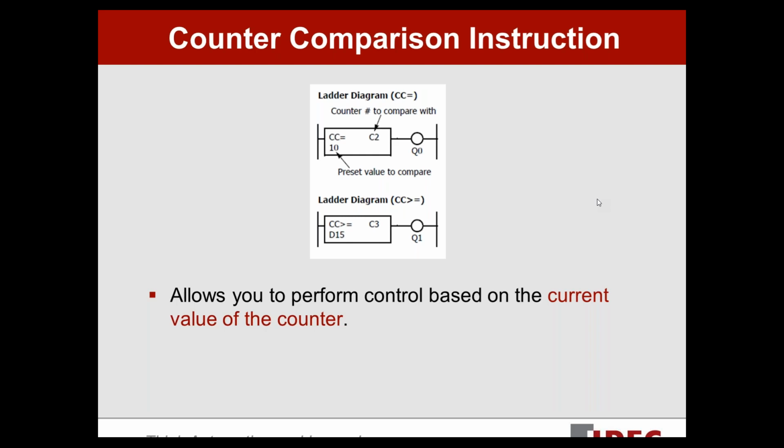And you can see there in the example that we're showing, that top example, we're checking to see is the current value of the counter 2, is it equal to 10? And if it is, we're turning on output Q0. The example below that, we're using a greater than or equal to comparison, and we're comparing the value of counter 3 and checking to see if it's greater than or equal to the value that's stored in data register D15. And if that condition is true, then we're turning on output Q1. So again, counter comparison just allows you to do control based on the current value of your counter.